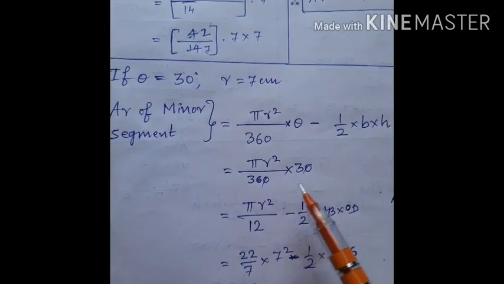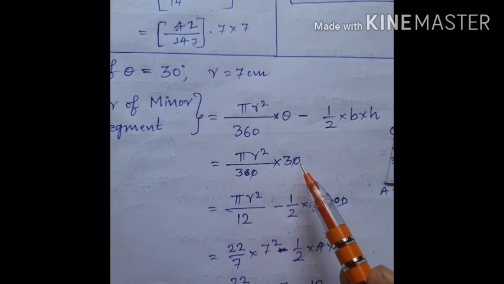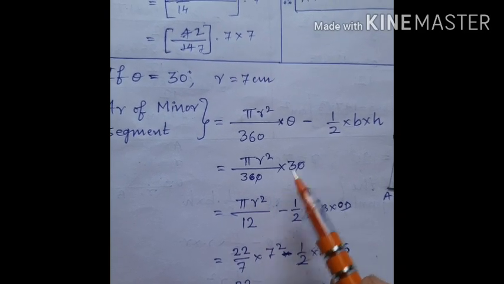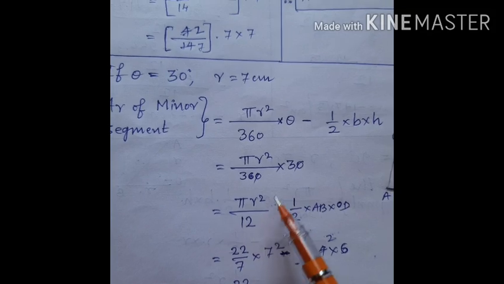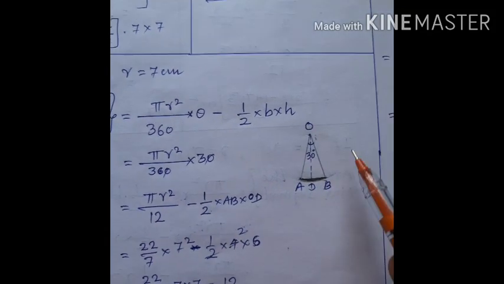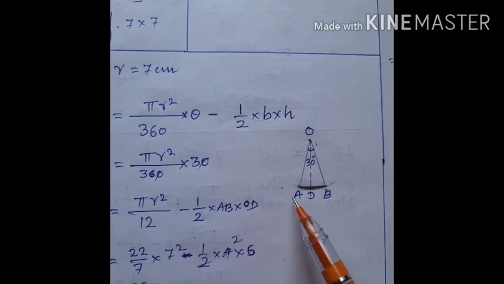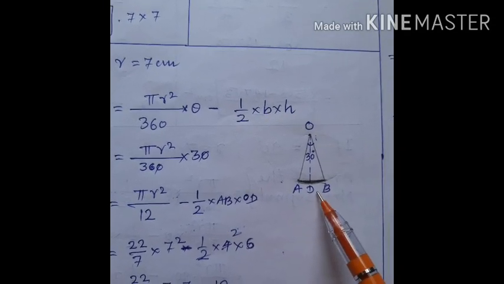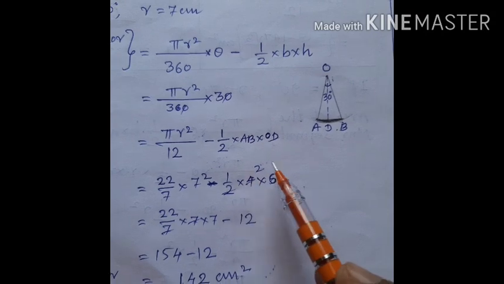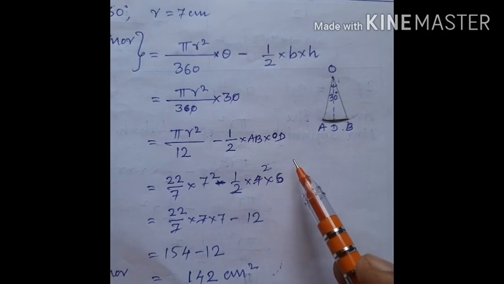Therefore πr² by 360, theta is 30 degrees. So the zeros get cancelled, and 3 ones are 3, 12s are... Thus πr²/12 is the area of the sector minus the area of this triangle OAB. This is half into base into height. Base is AB, height is OD. Therefore AB into OD, right?